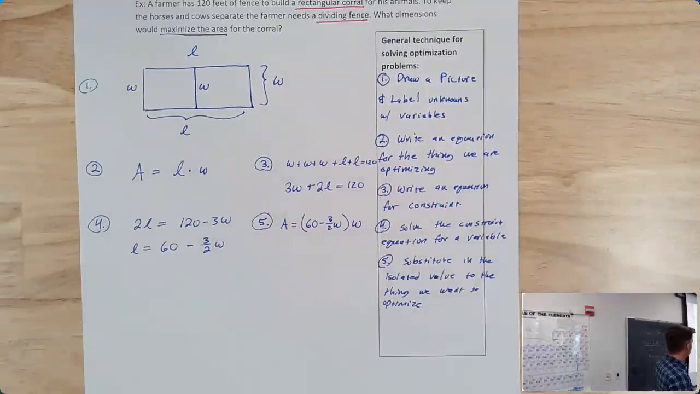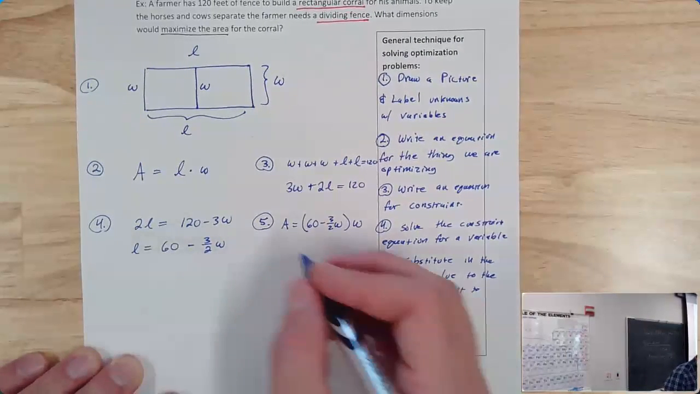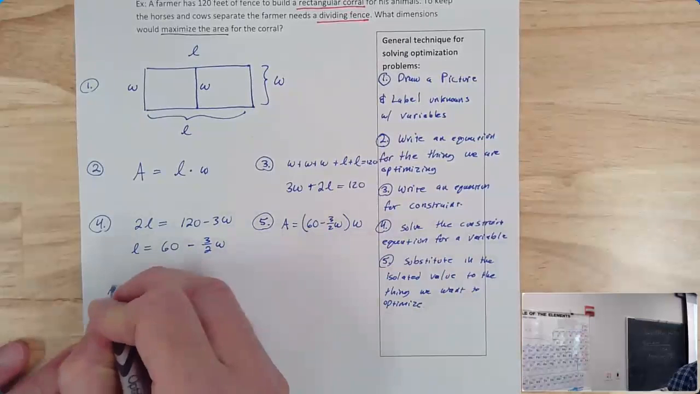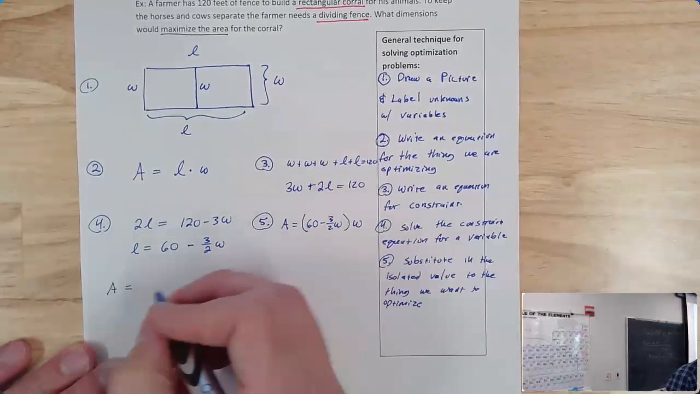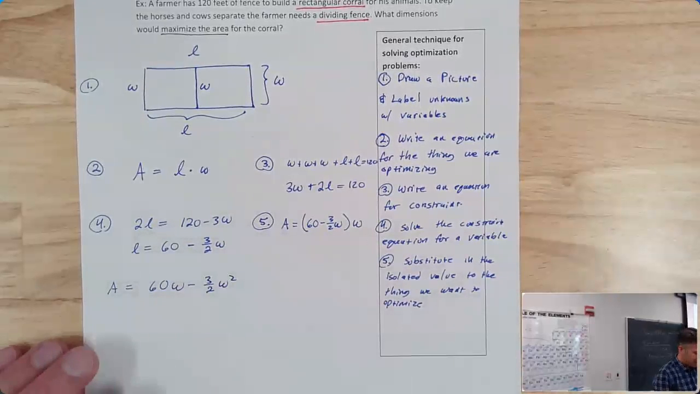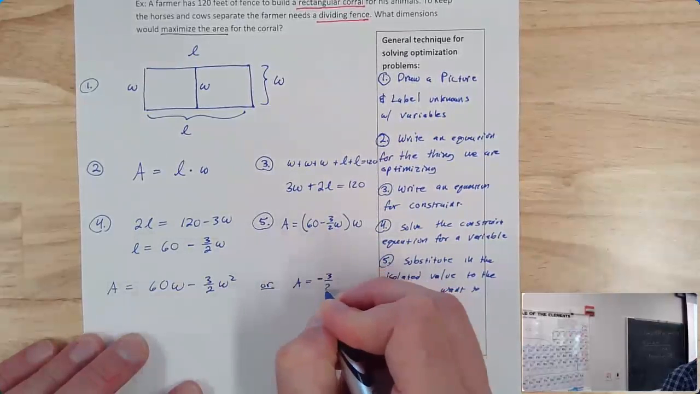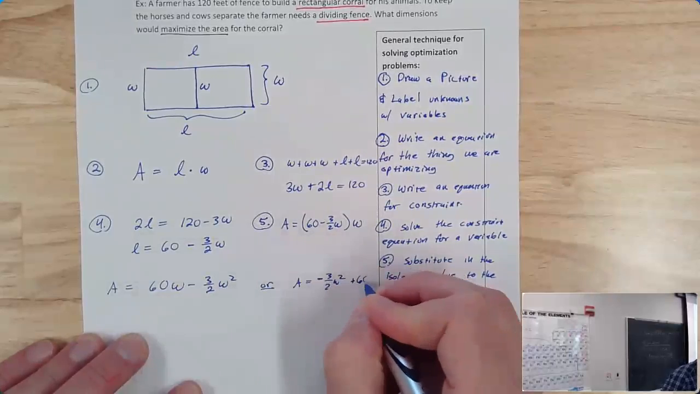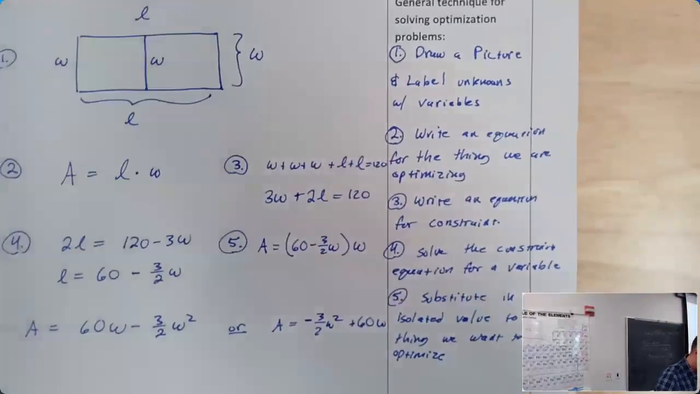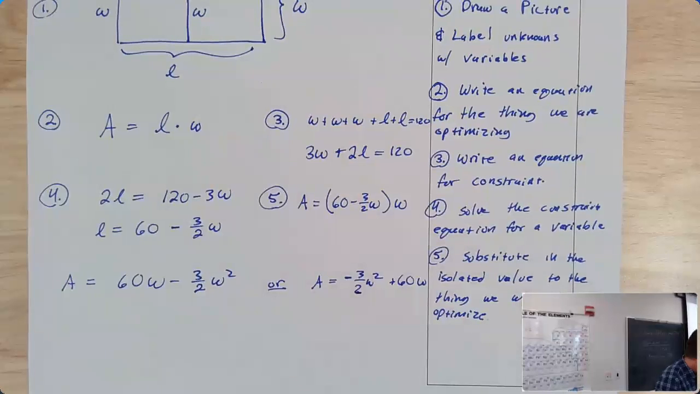And now we have something that is a parabola, or it has a graph that's a quadratic, whatever you want to say. If we multiply this out, let's take a look. So let's simplify this a little bit. We have that area is equal to, if I distribute the W here, 60W minus 3 halves W squared. And if you want to write this in the more standard way, area is equal to negative 3 halves W squared plus 60W. I know my writing is just okay.